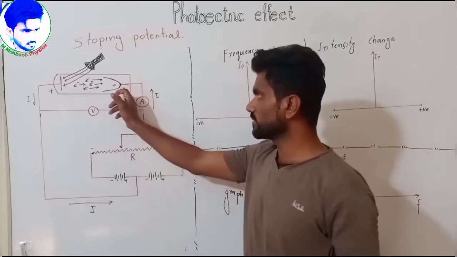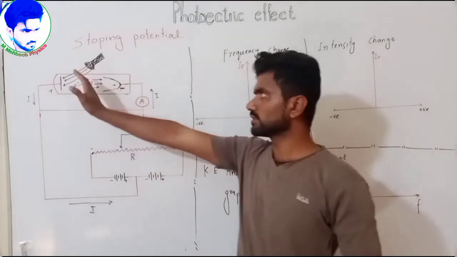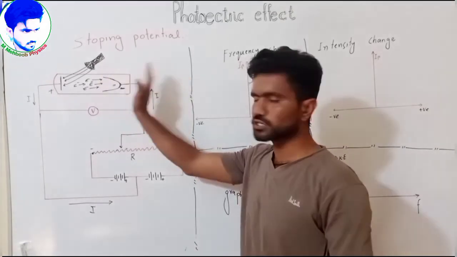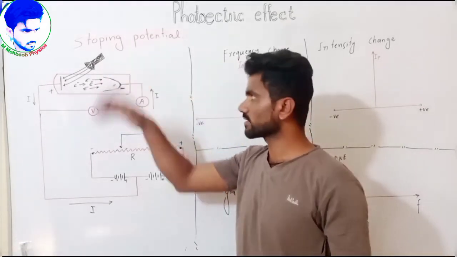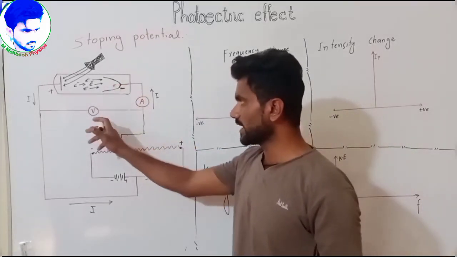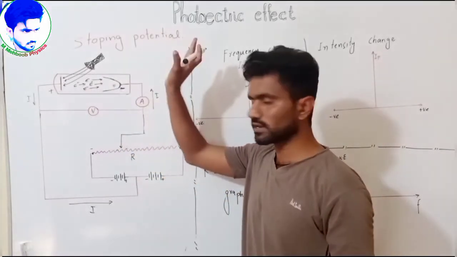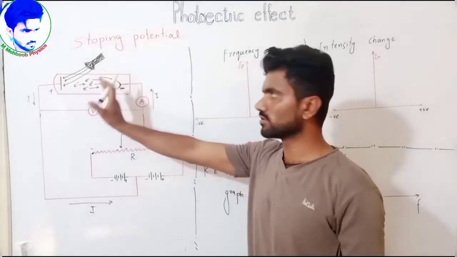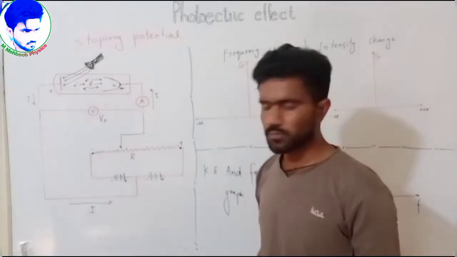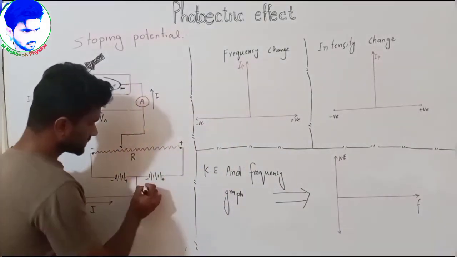So now this plate will become more negative, and the one or two maximum kinetic energy electrons that were approaching that plate now bounce back from that point, and we will find the potential at which all the photoelectrons, even the maximum kinetic energy electrons, bounce back. We find here the potential that is called the stopping potential. So now we find the kinetic energy here.